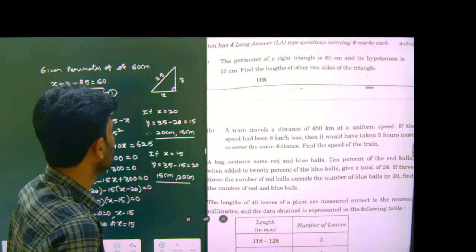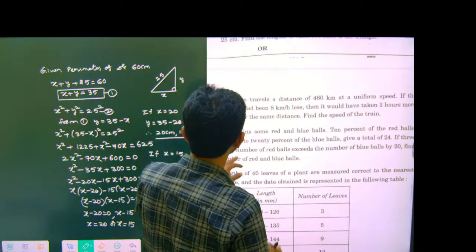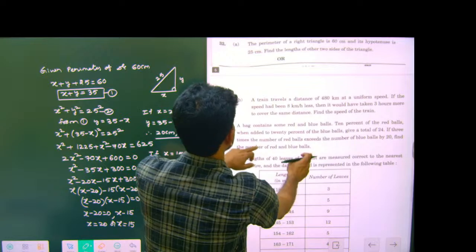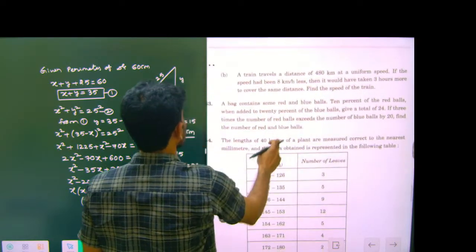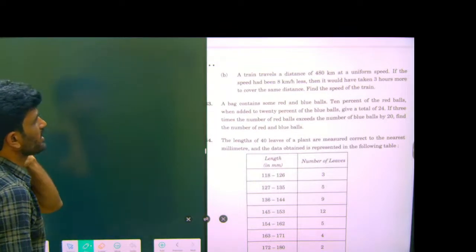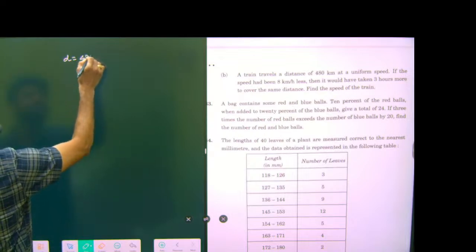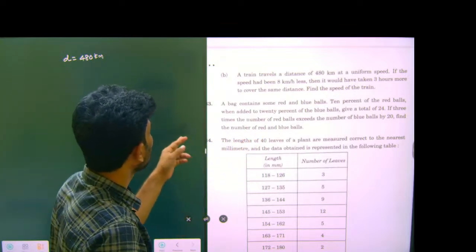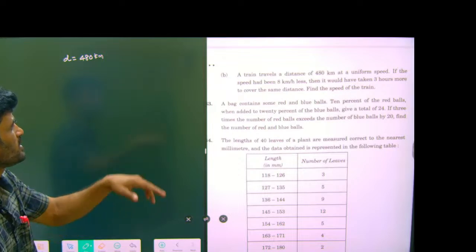This is one more 4 marks question, 5 marks question from quadratic equations. Here internal choice again, another quadratic equation, that is speed, distance, time related. This question many times I told how to solve it. Here what is given? A train travels a distance of 480 kilometers. Distance is given 480 kilometers in both the cases. Uniform speed. If the speed had been 8 kilometers per hour less, then it is taking 3 hours more.